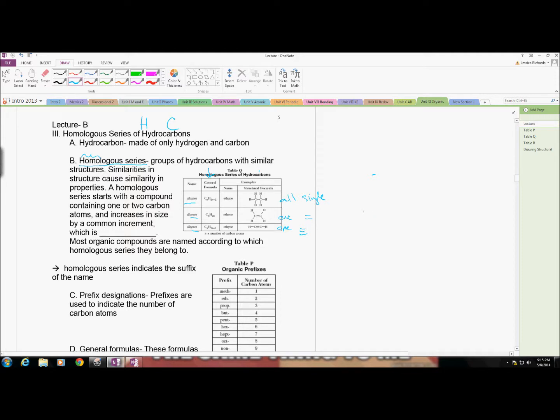When you have the one double bond, it does not have to be on the first carbon. It can be on a different carbon within the molecule, but there's only one of them. Same goes for the triple bonds.